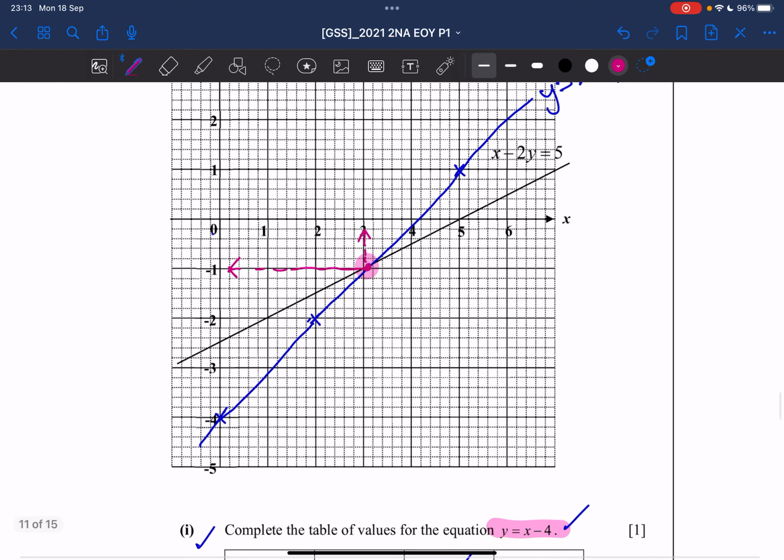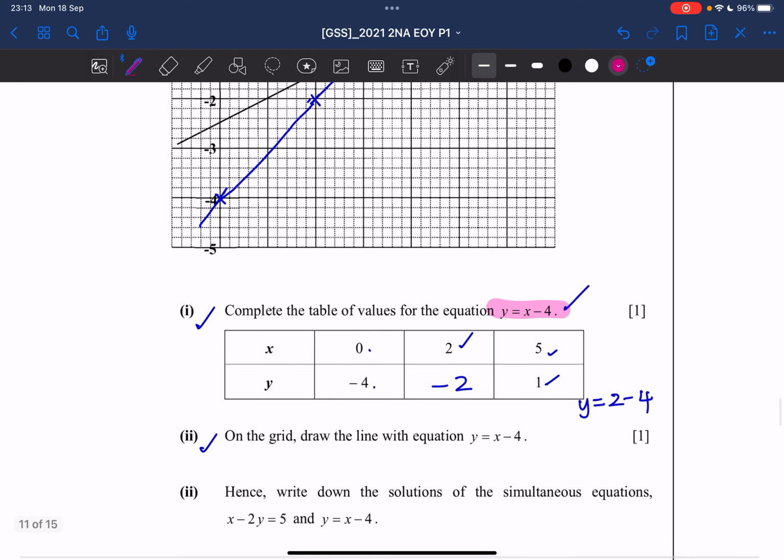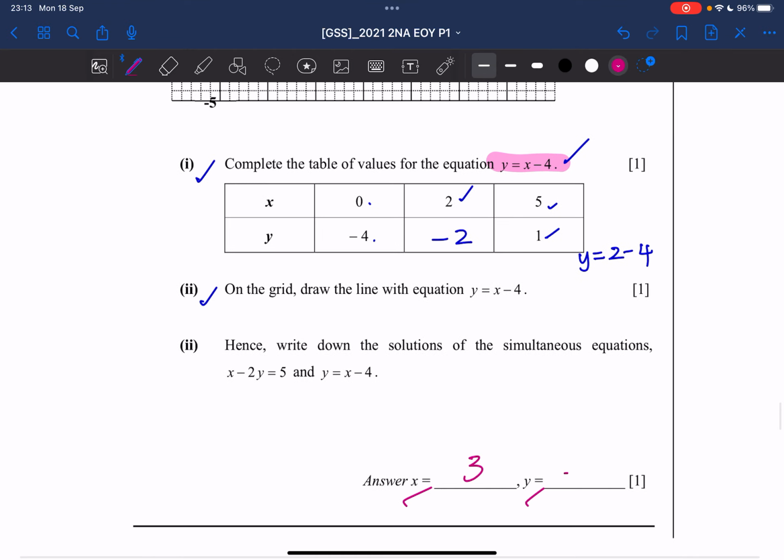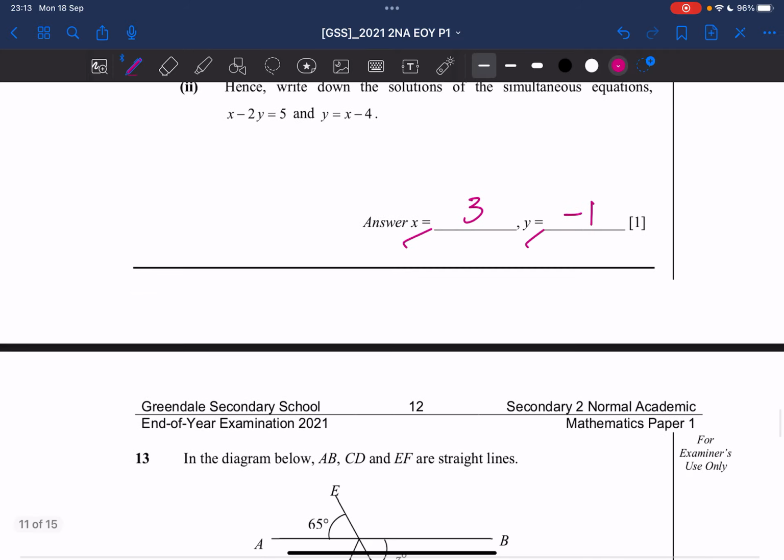So we look at our graph. Our x is 3. This is our x. Our y is equal to -1. Okay, so x equals 3, y equals -1. Now let's move on to our next question.